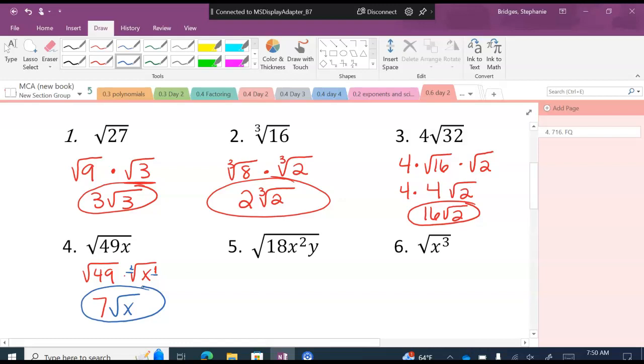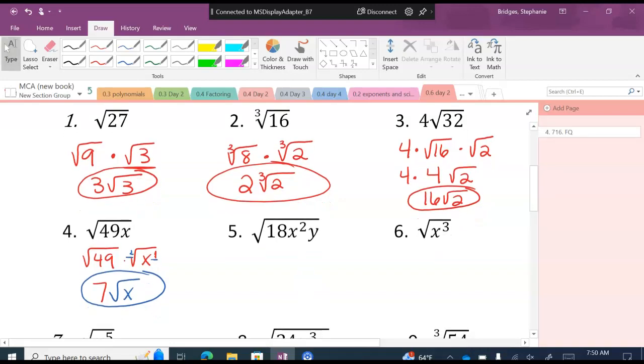Okay. All right, let's take a look at 5. I have the square root of 18x squared y. We're going to start with the number first. Is 18 on my perfect square list? No. So again, we go to the closest number without going over and ask, does 16 go into 18 evenly? No, we're going to go backwards. Does 9 go into 18 evenly? It does. Okay. So we're going to split this into the square root of 9 times the square root of 2, and we're going to deal with the variables in just a minute.